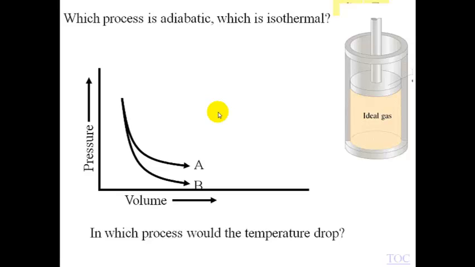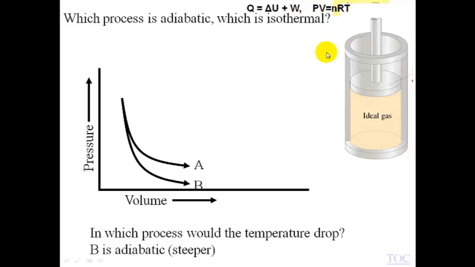In which process would the temperature drop? The isothermal is where the temperature does not drop. So it has to be the adiabatic one, which is a steeper curve. Here again, use the first law of thermodynamics to figure this out, and the gas equation.